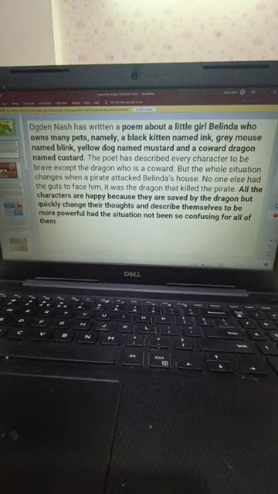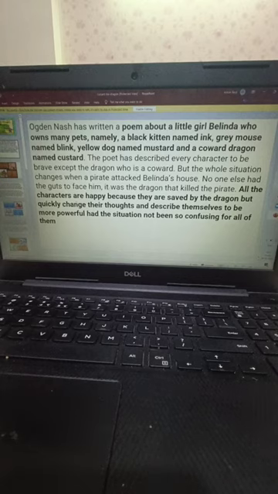Now, Belinda has a very close corner in her heart, an affectionate corner, for Ink, Blink, and Mustard. But as far as our Custard is concerned, who is also her pet, she is more into mocking him, making fun of him, making him a laughing stock. And not only Belinda, but Ink, Blink, and Mustard also make fun of this poor dragon, right?